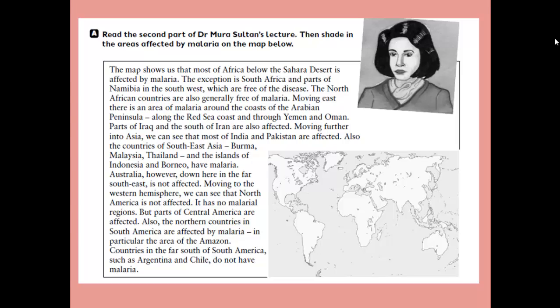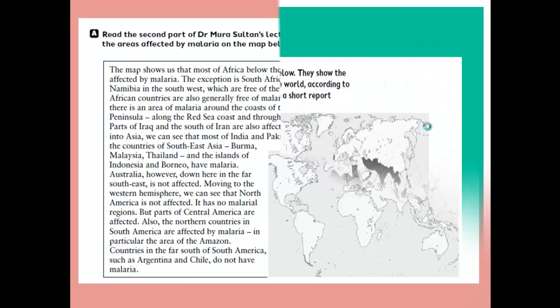Moving to the western hemisphere, we can see that North America isn't affected. It has no malaria regions. But parts of Central America are affected. Also, the northern countries in South America are affected by malaria. In particular, there are the Amazon countries. In the far south of South America, countries such as Argentina and Chile don't have malaria. So here we can know where the regions of malaria are and where the regions which are free of malaria are.